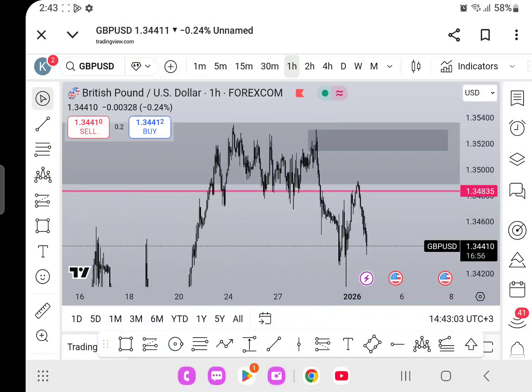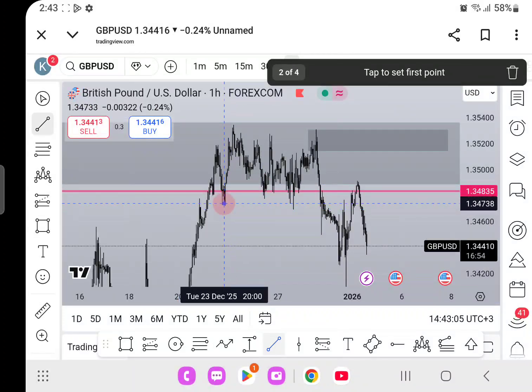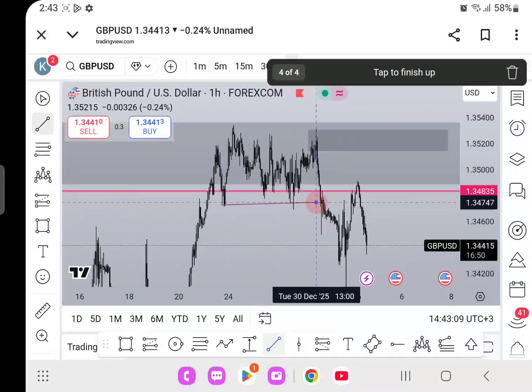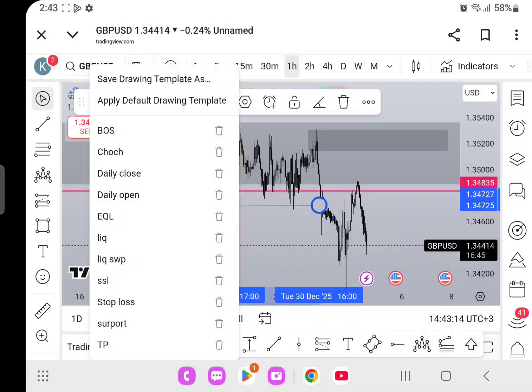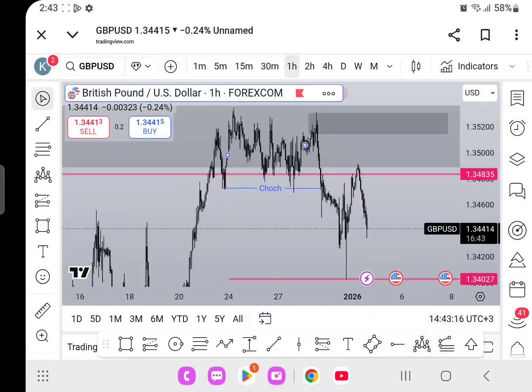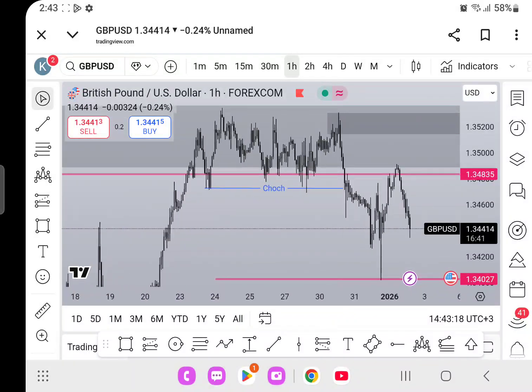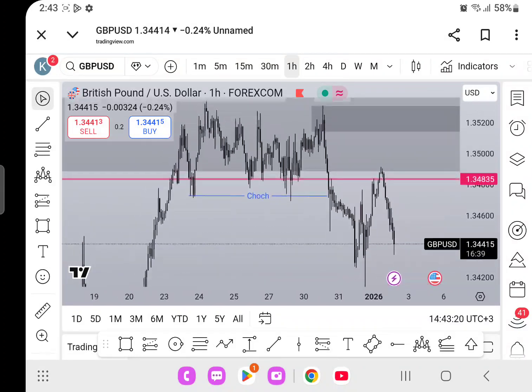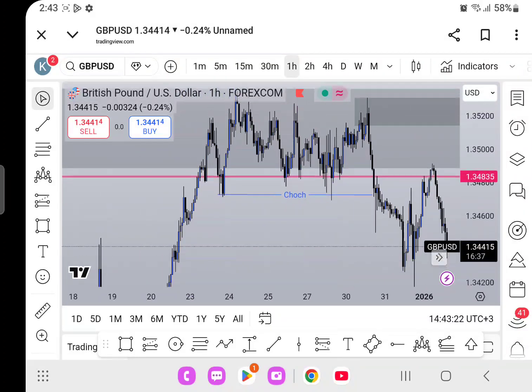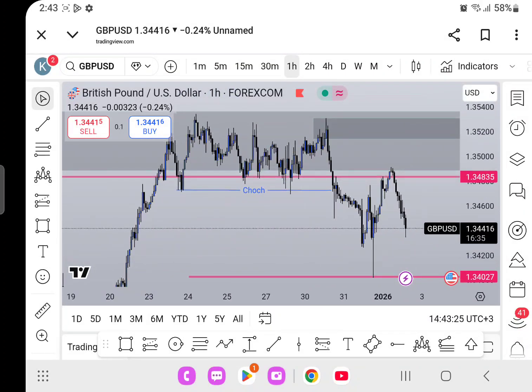Let me draw it again. My mistake there. That is my change of what? Change of character. Change of character. So after the market giving me that it's going downside, remember it's in our key zone.